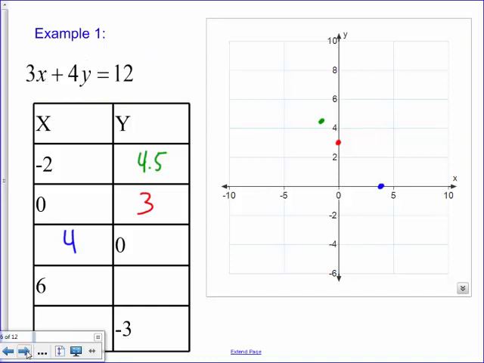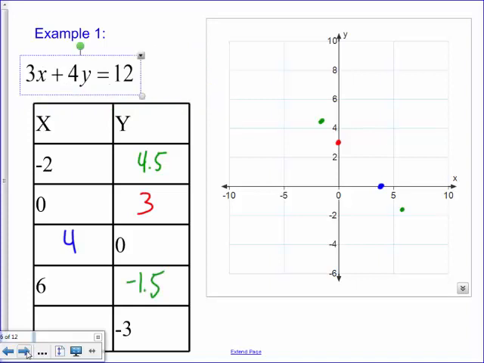Plug in 6 for x. So 3 times 6 is 18. 18 plus 4y equals 12. Subtract the 18 over, and we get 4y equals -6, divided by 4, and y equals -1.5.